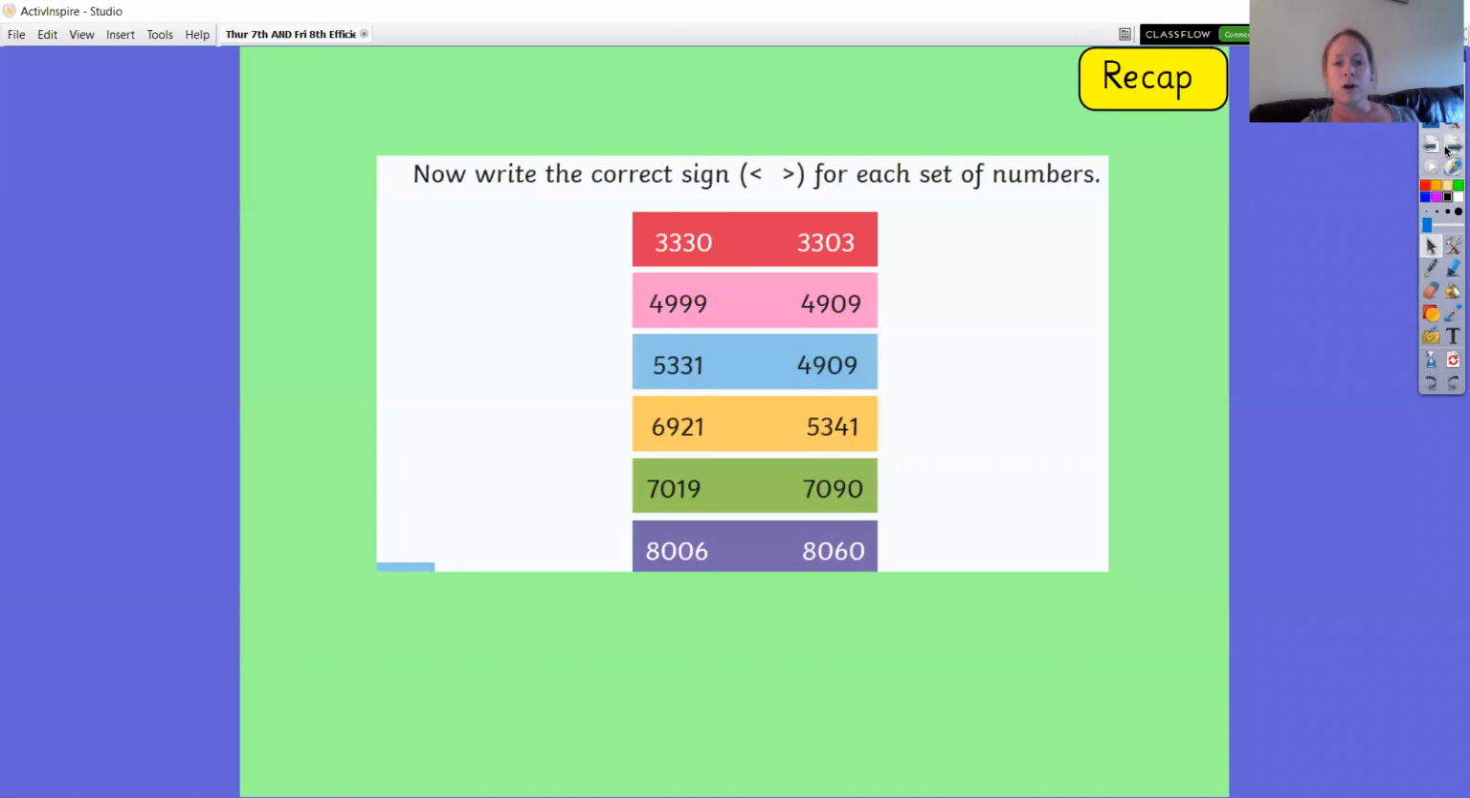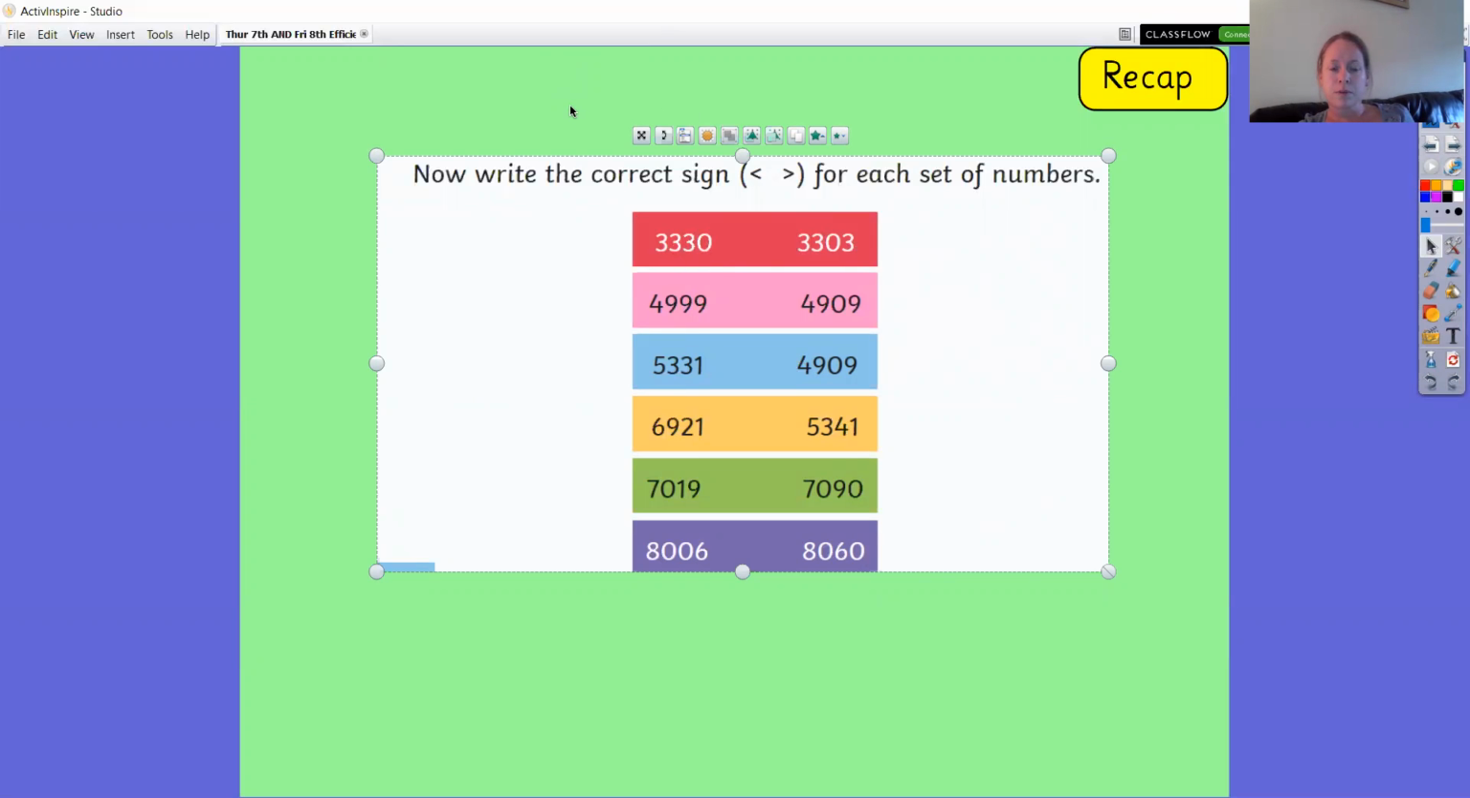So for our warm-up today, we're going to be using the greater than, less than symbols to show which number is greater or less out of the two. So out of each set of numbers. So we've got two sets of numbers here. If you look at the first one together, and then you can do some on your own.